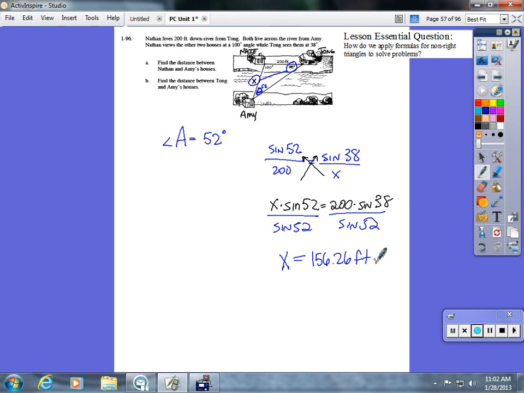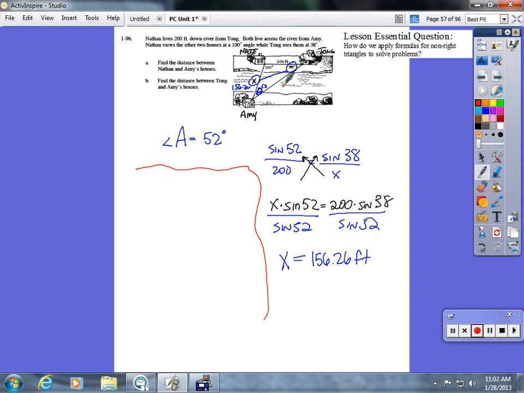Find the distance between Tong and Amy's house. Now, I know we have this distance here, x, of 156.26, and some geometry students would say, oh, we know two sides, let's use the Pythagorean theorem to get the third side. That would be wrong, because it's not a right triangle. So we're going to have to do law of sines again.